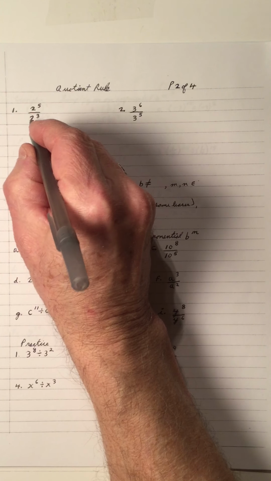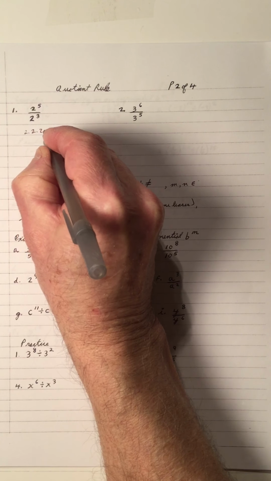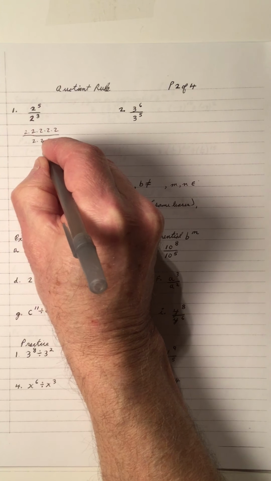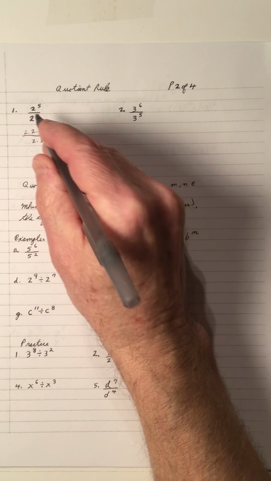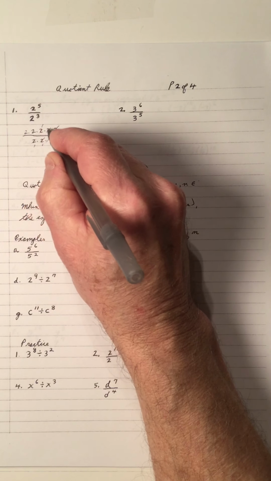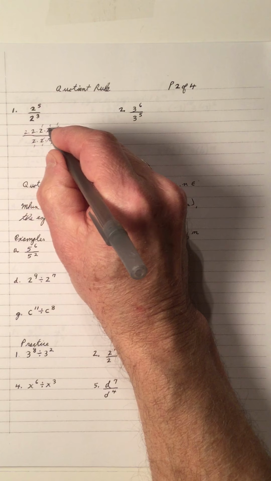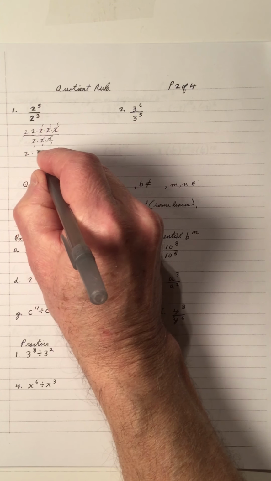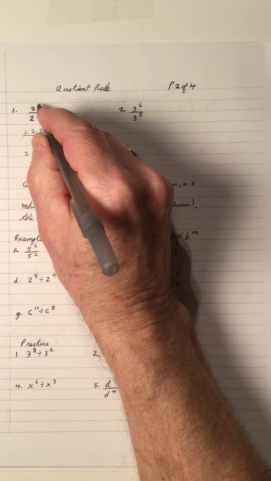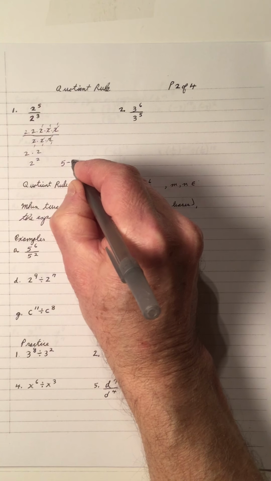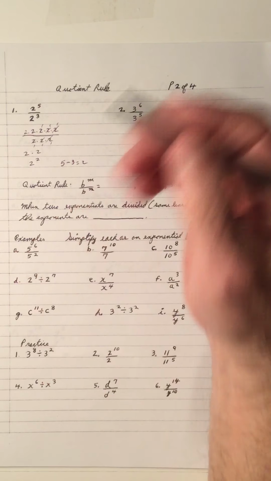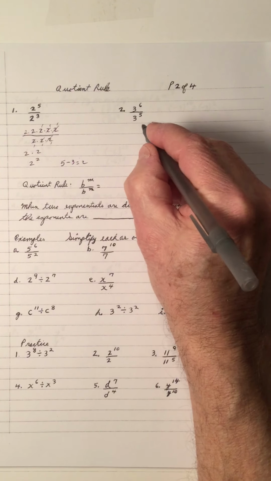Number one, 2 to the 5 is 2 times 2 times 2 times 2 times 2 over 2 cubed, which is 2 times 2 times 2. Now that we're dividing, we can cancel. I'll get ones when we cancel, because the 2s cancel, 2s cancel. So that gives me 2 times 2, which is 2 squared. And if you notice, a 5 and a 3, 5 minus 3 gives you 2. So you're subtracting, because in multiplication you add the exponents, and in division you subtract the exponents.